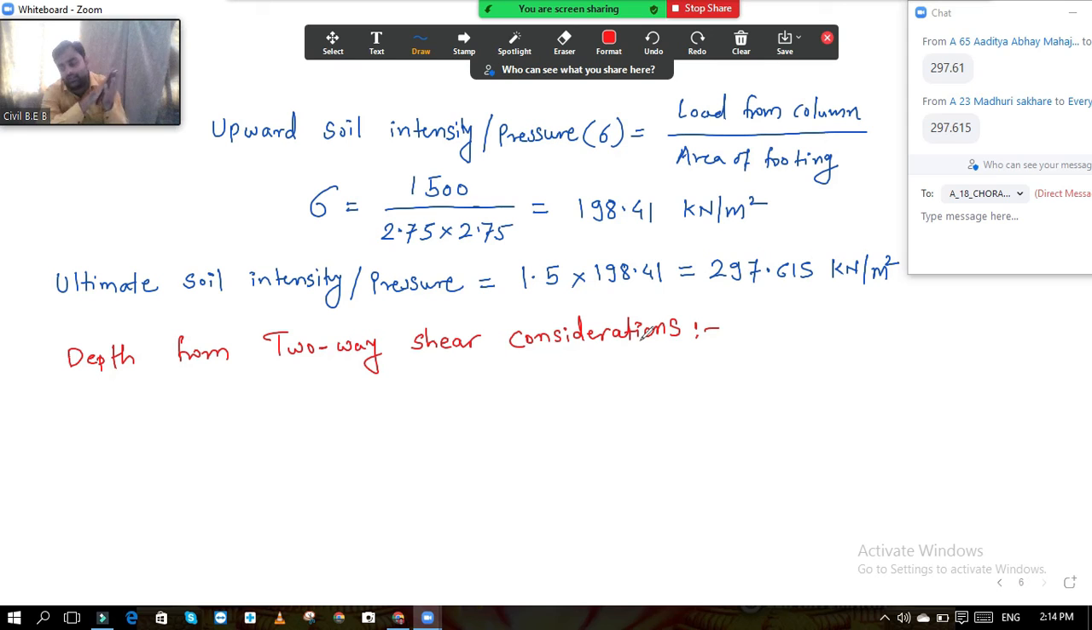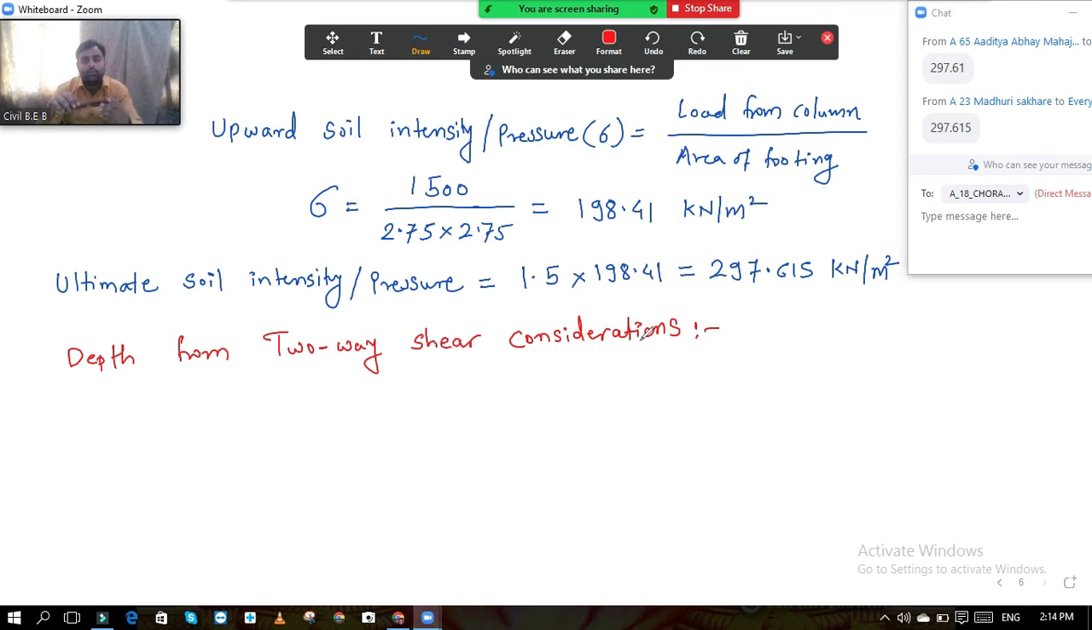Now see what is actually happening. Suppose this is your footing. Okay, so this is your footing. Imagine that this is a square footing. It will rest on the ground like this, and above it the column is there. Now what is the thing? This dimension is 2.75 meter, which we have calculated. This dimension is also 2.75 meter, that also we have calculated.